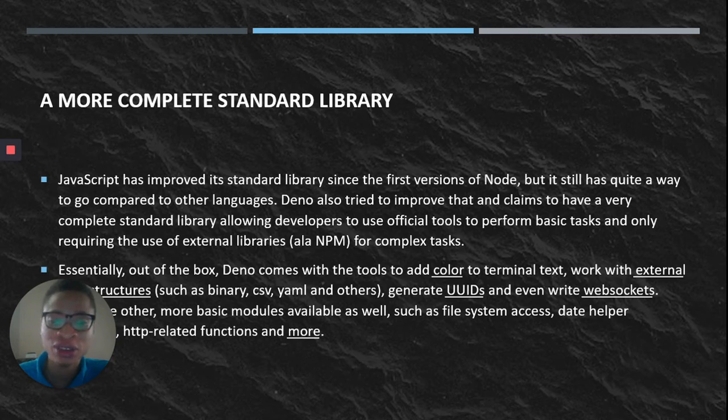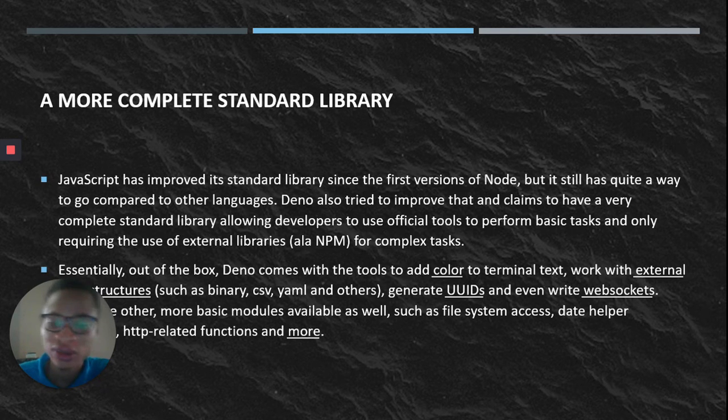Essentially, out of the box, Deno comes with the tools to add color to terminal text, work with external data structures such as binaries, CSV, YAML, and others, generate UUIDs, and even write WebSockets. And there are other more basic modules available as well, such as file system access, date helpers, HTTP related functions, and more. So this is another interesting aspect of Deno.